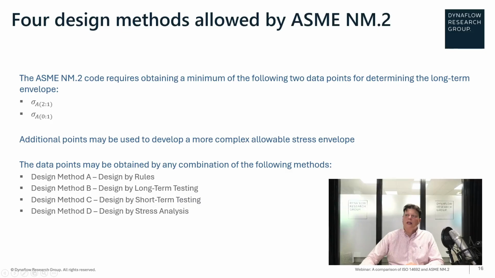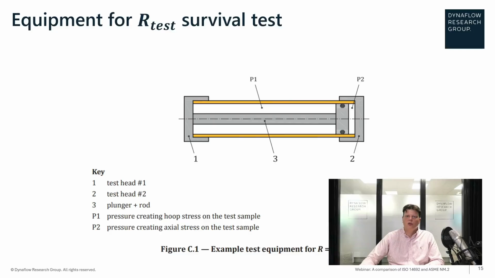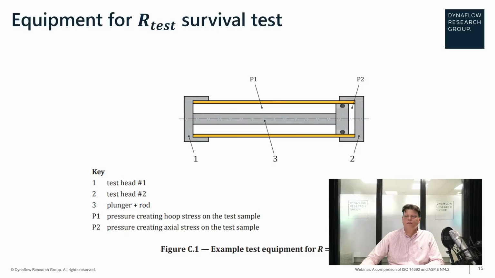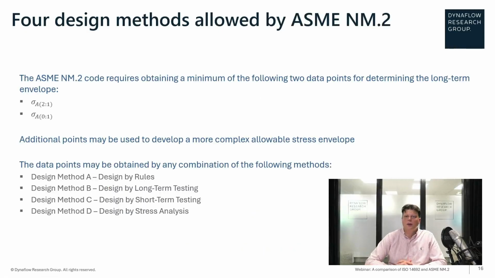Now, on the other hand, in the ASME NM.2, you must obtain 2 data points. So in the ISO, we saw 2 data points, so this 0.3 here and this 0.2. But in the ASME NM.2, you have to find the axial stress in the 2-to-1 loading ratio, so that is biaxial, as well as the axial stress in the purely axial loading state.